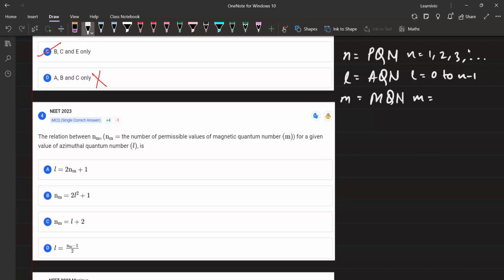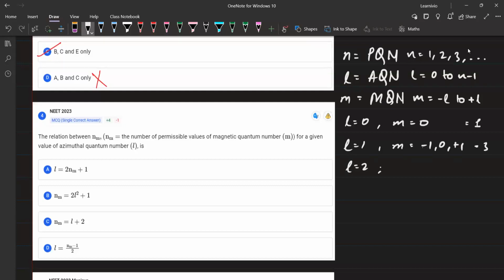And the number of values of M depends on the value of L. The values of M go from minus L to plus L. If you know this much, then you can apply it. Let's suppose L is equal to 0, M will be equal to 0. L is equal to 1, M will be equal to minus 1, 0, plus 1. So here there is only one value, and here there are three values. L is equal to 2, then M will be minus 2, minus 1, 0, plus 1, and plus 2. So here there are 5 values.